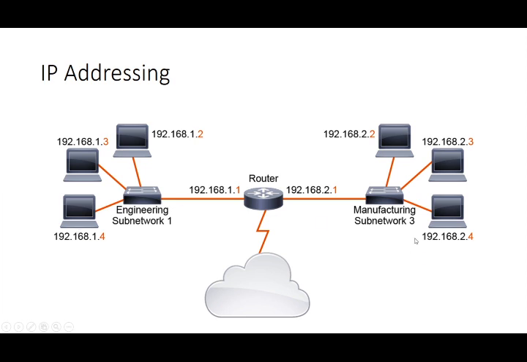On the opposite side, we have another network address. The network address is 192.168.2.1. Here you can see the difference. Here is a 2, network 2, here is a network 1. Now each of these networks is going to have its own address, and that is the 0 address in the host field. So on the engineering subnet, the network address would be 192.168.1.0. On the manufacturing network, it would be 192.168.2.0.